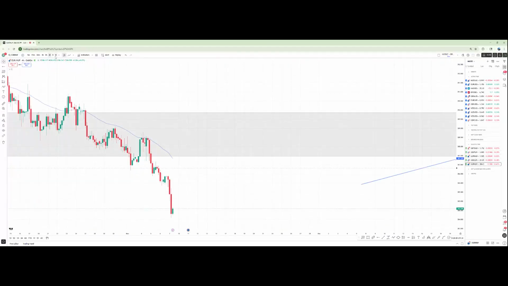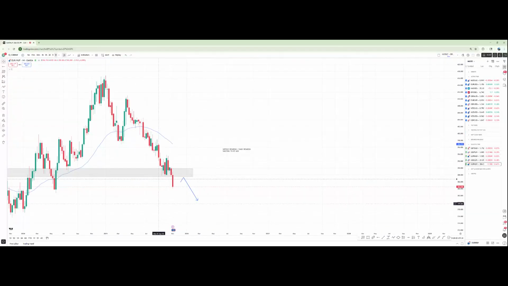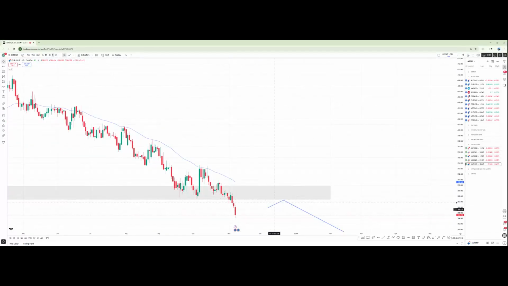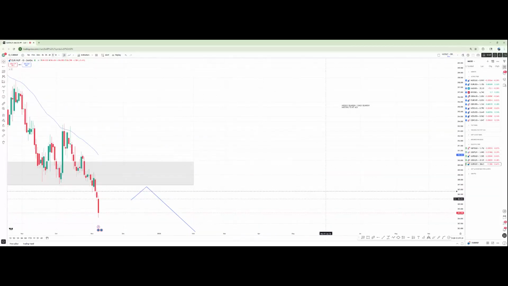Euro CHF, pretty nice indication of bearish price action. On the daily time frame, all we need to wait for is a pullback, then continue to the downside.